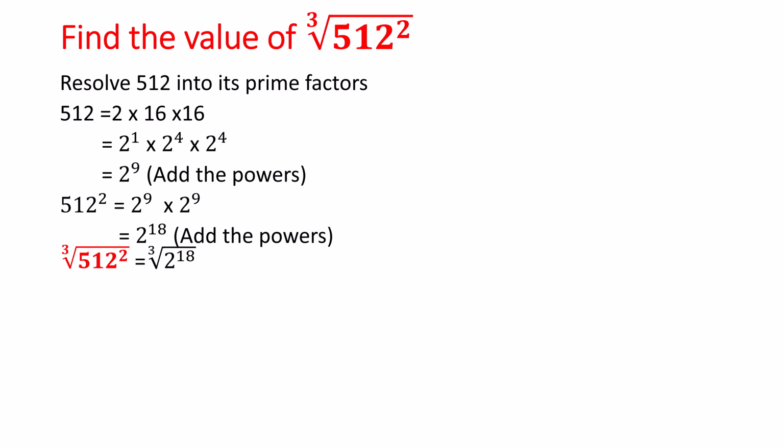Then we need to find the cube root of 512 squared, which is the cube root of 2 power 18. We divide the powers because we are obtaining the cube root, so this gives us 18 divided by 3, which is 2 power 6. So 2 power 6, as you can see, can be split into 2 raised to power 3 times 2 raised to power 3, but 2 raised to power 3 is 8, and therefore this 2 power 6 is the same as 8 by 8, or 8 times 8, which is equal to 64. So the cube root of 512 squared is equal to 64.